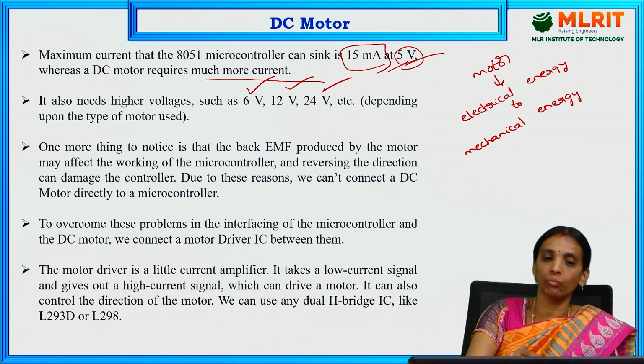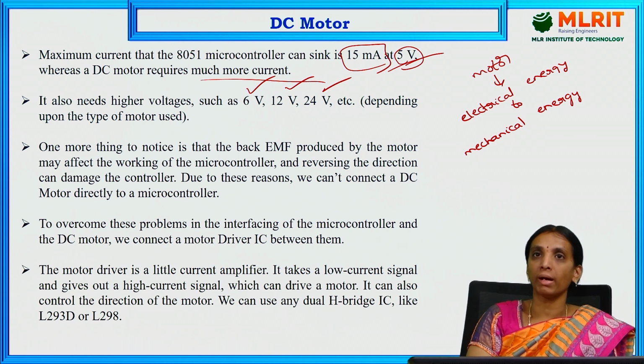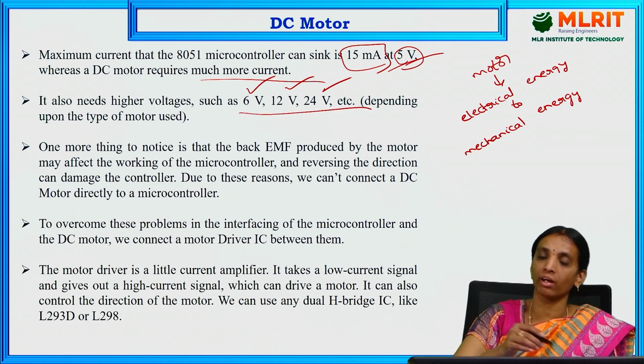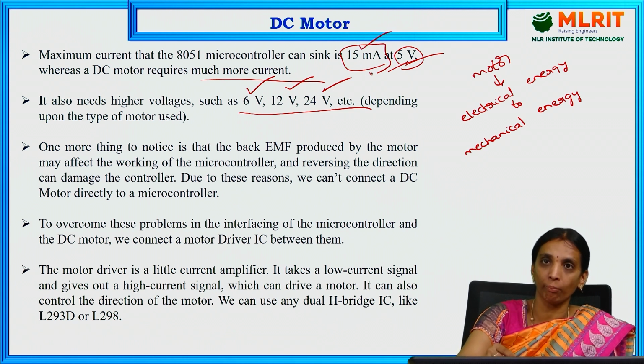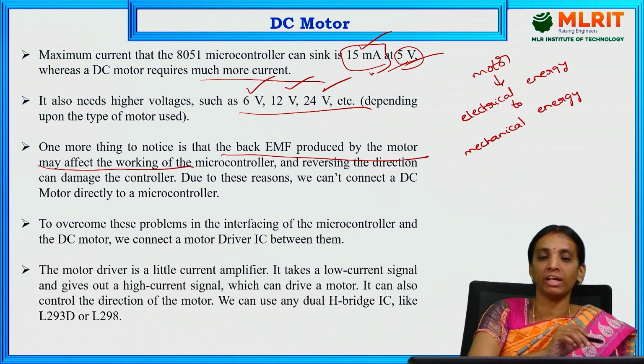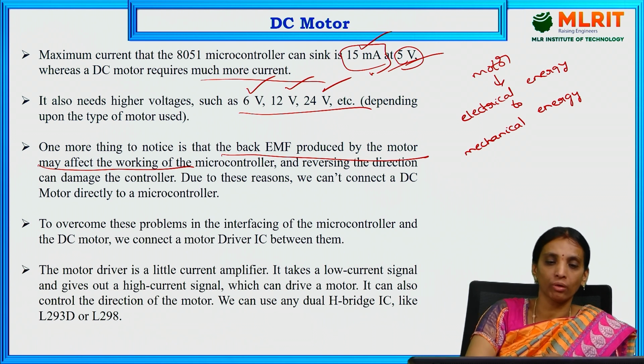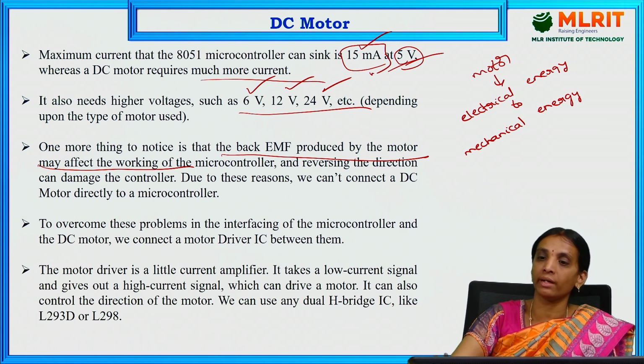Here we need to notice one point: the back EMF produced by the motor will also affect the microcontroller. When we go for higher voltages, the current drawn by the motor will be more. That is one point. Another is that the back EMF produced by the motor may affect the working of the microcontroller, because it will reverse the direction of the controller and hence damage it. Therefore, for these reasons we cannot connect the DC motor directly to the microcontroller.